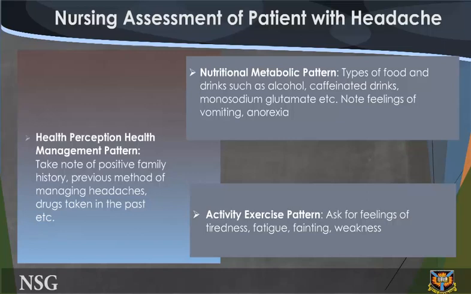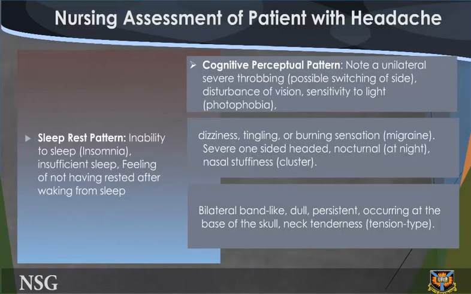Nutritional metabolic pattern: types of food and drinks such as alcohol, caffeinated drinks, monosodium glutamate, etc. Note feelings of vomiting, anorexia. Activity exercise pattern: ask for feelings of tiredness, fatigue, fainting, weakness. Sleep rest pattern: inability to sleep, insomnia, insufficient sleep, feeling of not having rested after waking from sleep.